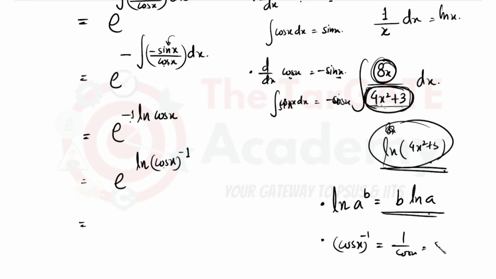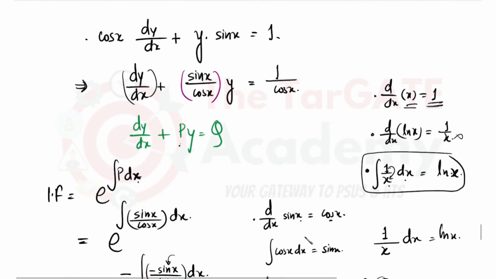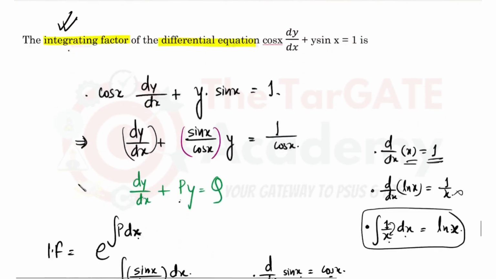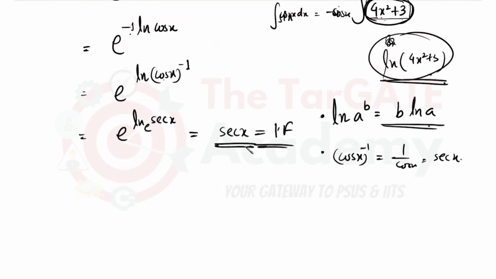सो cos x का पावर -1, ध्यान से सुनना, cos x का पावर -1 क्या हो जाएगा, 1/cos x. 1/cos x is what, sec x. So I'll have e to the power ln of sec x. यहाँ पे बेस ऐसे है, तो e to the power ln of something है, तो ये sec x आ जाएगा. So this is our integrating factor, this is our answer to this question they have asked. Integrating factor क्या है? Integrating factor is sec x. तो अगर सॉल्यूशन करना हो, I'll have y into integrating factor is equal to integration of q into integrating factor into dx plus c.